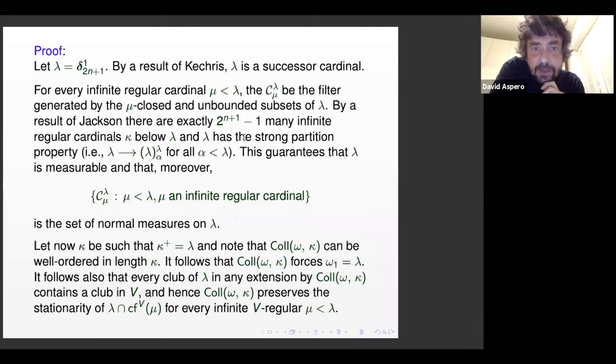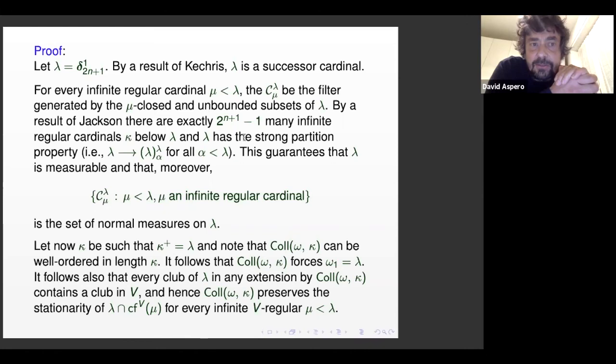Okay, so you can have a model where you have exactly a partition into, when n is equal to 2, say, 3 stationary sets, but there's no partition into 4 stationary sets, and so on. Okay, so the proof is like this.